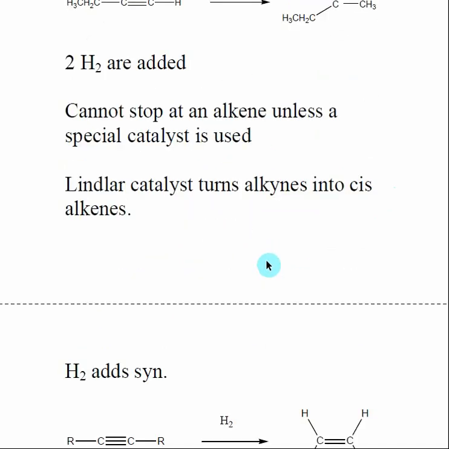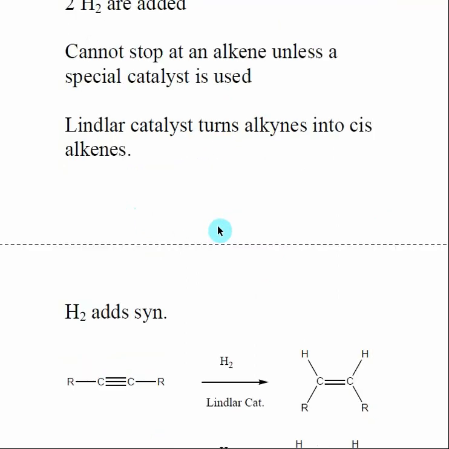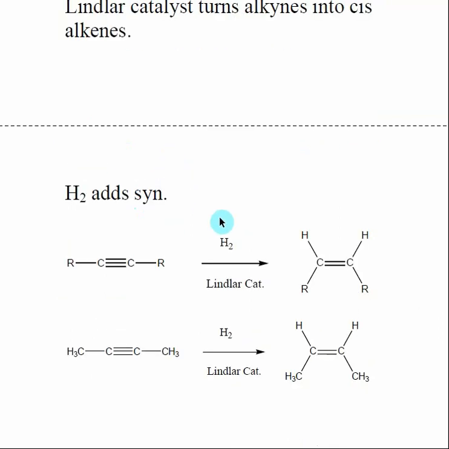So to do this, we use a special catalyst called Lindlar's catalyst. And what it's called is a poison catalyst. So it means it doesn't work as well as it normally would. And so Lindlar catalyst reacts with alkynes to make cis alkenes. And when we look at this, it kind of makes sense.